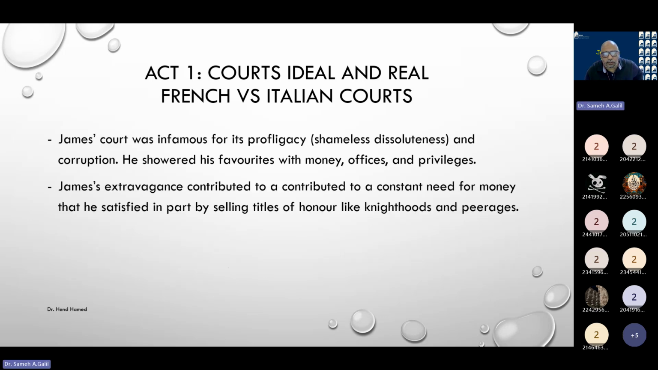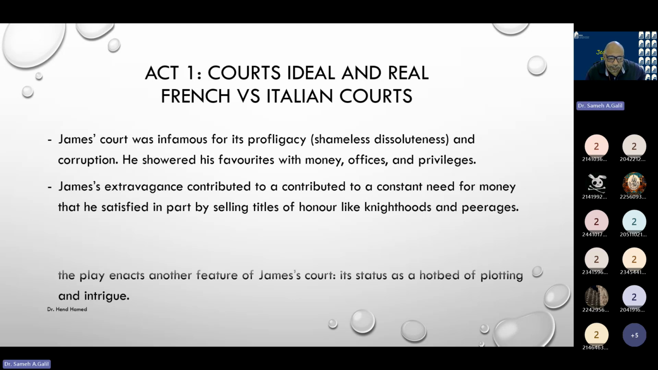So James' court was infamous for its profligacy, which means that he was extravagant. He spends money and he is dissolute and bad and everything. He used to shower his favorites with money and offices and privileges. And again, this is reflected in the Malfi court.